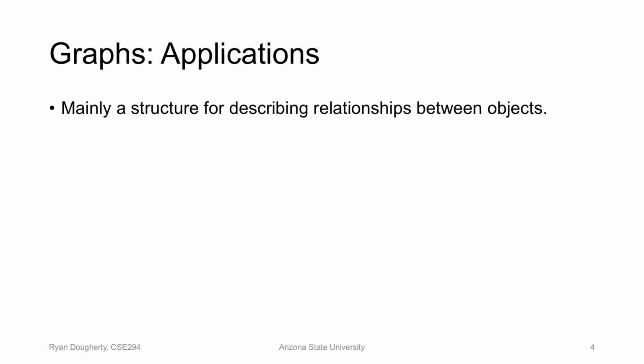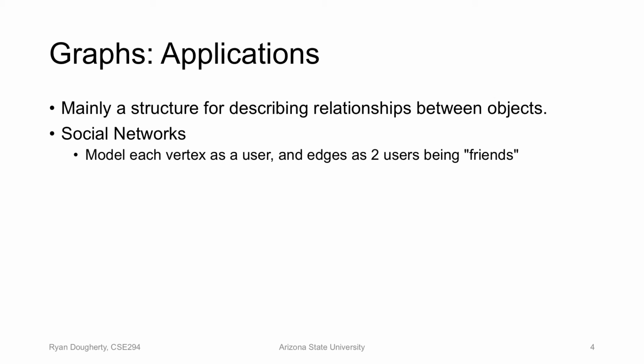All right, so some applications of graphs. The main idea behind graphs is trying to define some relationship between different objects. You can model this as relationships between people, between road networks, between cities, like Google Maps does, many different ways of describing relationships. Social networks are a really huge application here. What you do is you model each vertex as a user, and when you say on a social network that they friend each other, you create an edge between those two vertices.